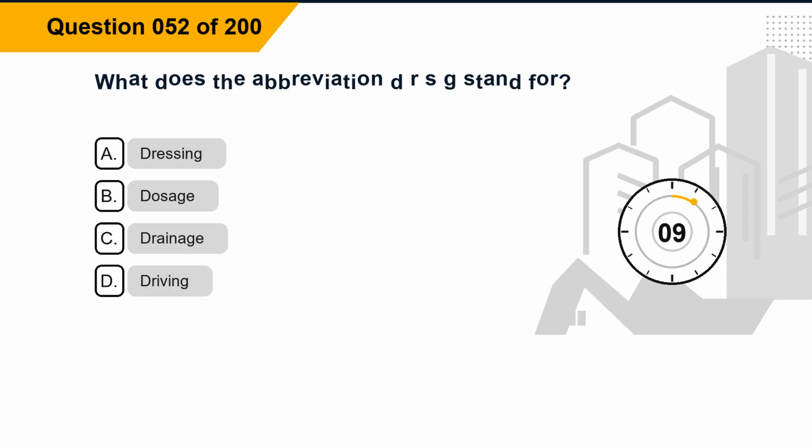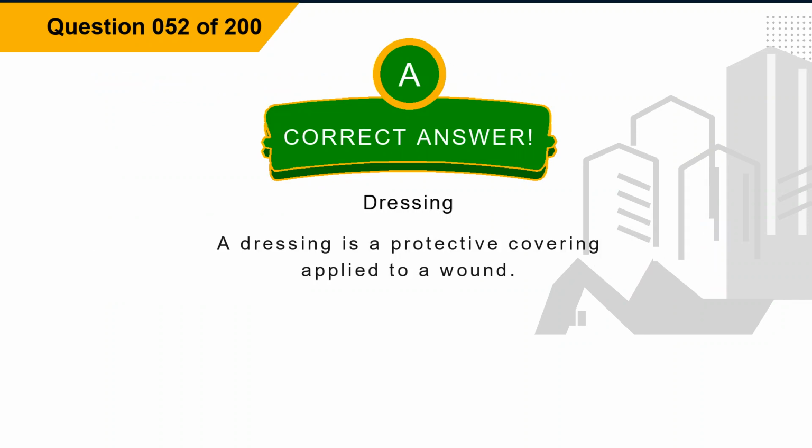Question 52. What does the abbreviation DRSG stand for? Option A, Dressing. Option B, Dosage. Option C, Drainage. Option D, Driving. The correct answer is option A, Dressing. Explanation. A dressing is a protective covering applied to a wound.